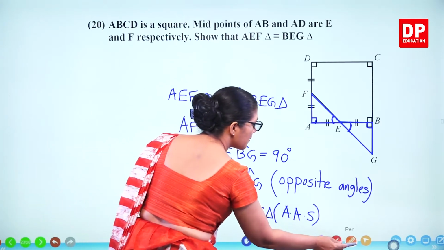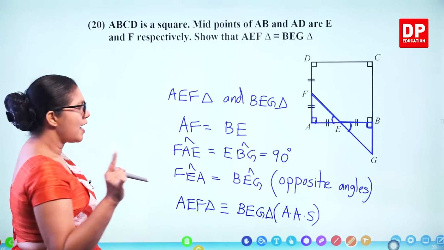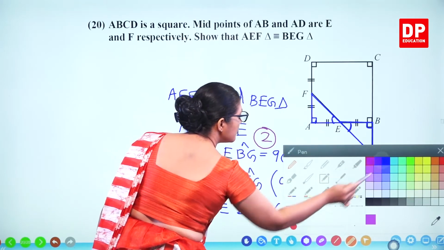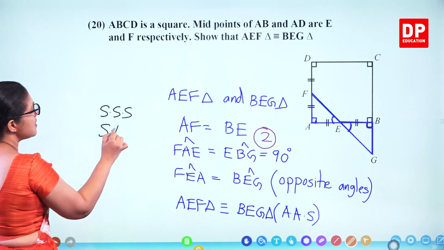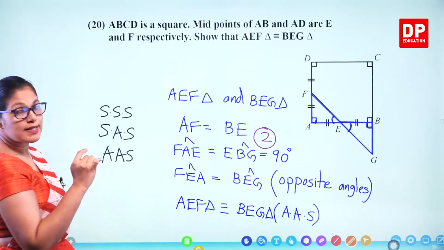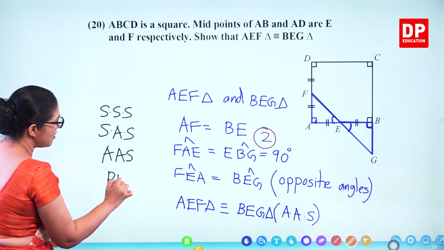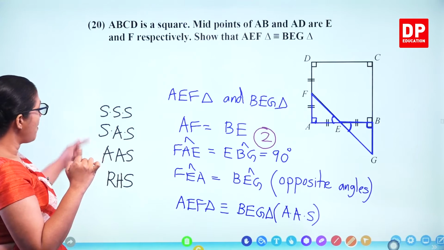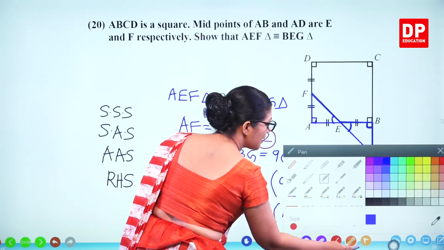So 2 marks. So what are the cases of congruency? Can you remember? We did several. Side, side, side. Side, angle, side. Angle, angle, side. And what's the other one? We did RHS, right angle triangle, hypotenuse side. So remember all 4. Those are the cases of congruency.